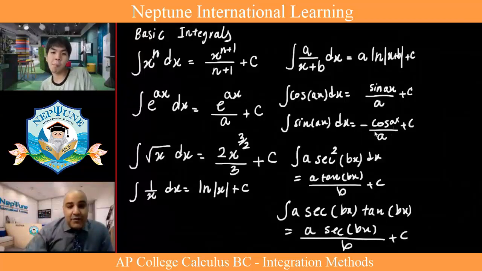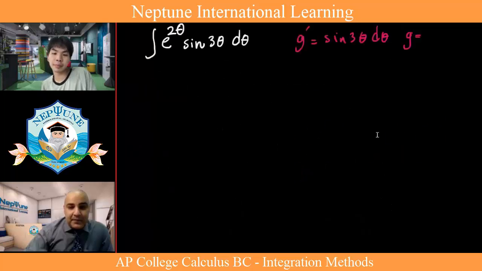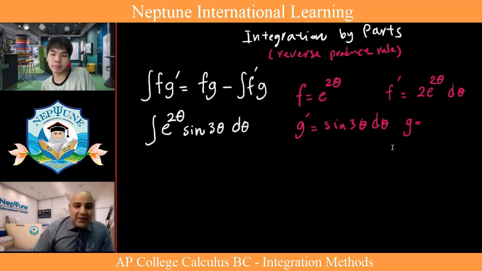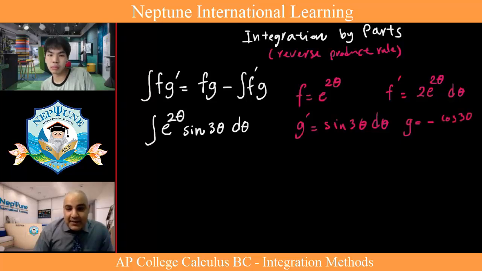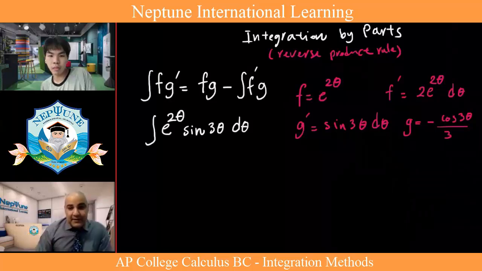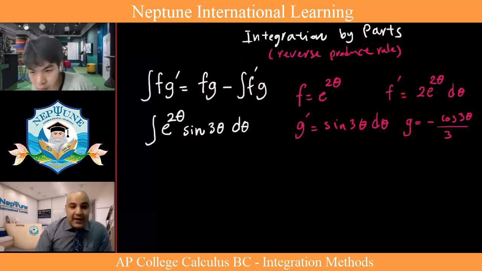So I will write negative cosine ax over a. We need that to be in front of us. So it becomes negative cosine 3 theta over 3 plus C. Well, I'm not going to write C right now. I know I need to put C here, but for right now, I'm not writing it. I got everything. You see that? I got f, g, f prime, and g.